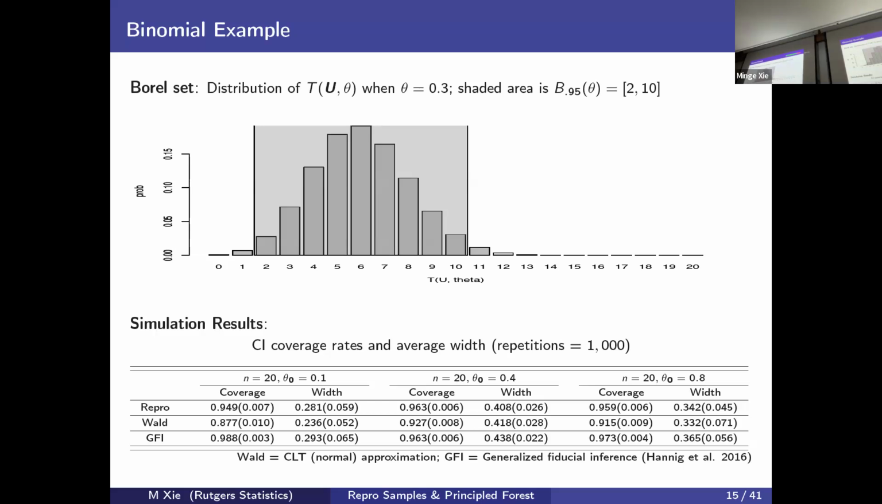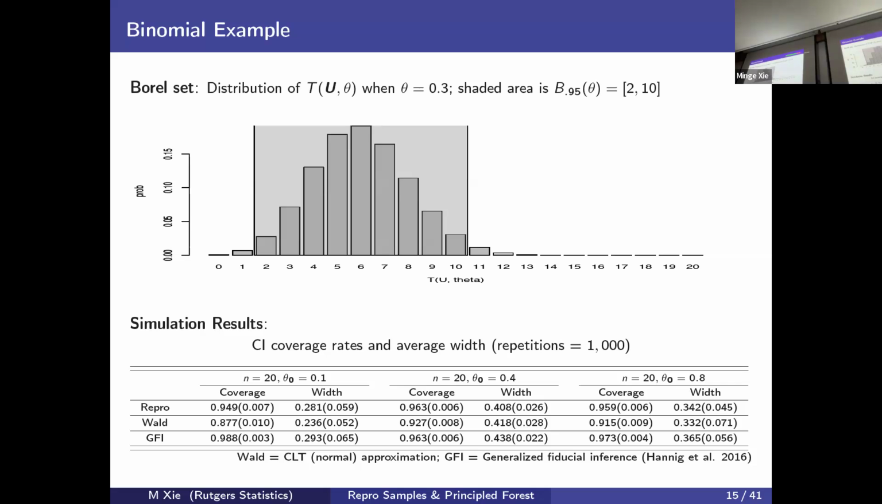What is our method going to do? I don't know the true value is 0.1, so let me try 30%. I don't know whether 30% is in the interval or not, but let's try it. For 30%, this is a binomial, and this bar chart is a binomial with n equal to 20 and success probability 30%. From this bar chart you look at the Borel set: what's the shortest interval whose shaded area is more than 95%? It's between 2 and 10. So the lower bound is 2 and the upper bound is 10. Now, if my observed y is between 2 and 10, I keep this 30%; otherwise I throw it away.